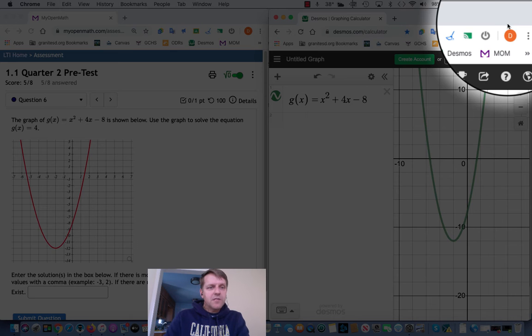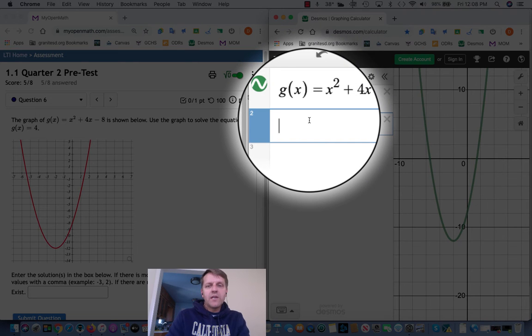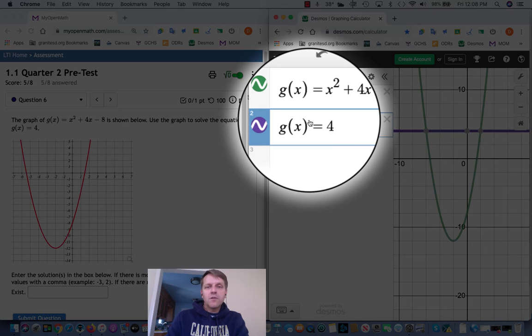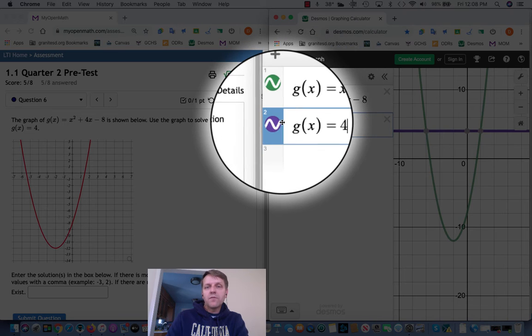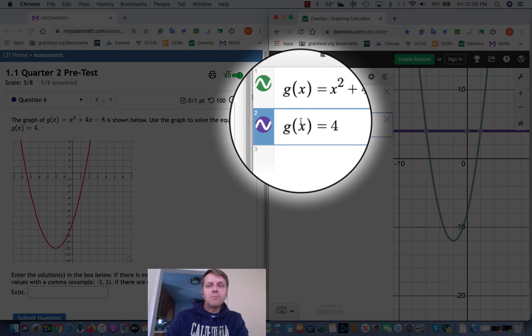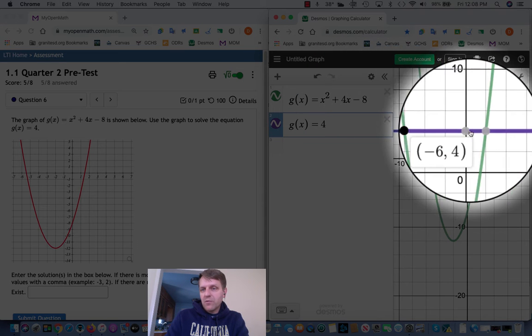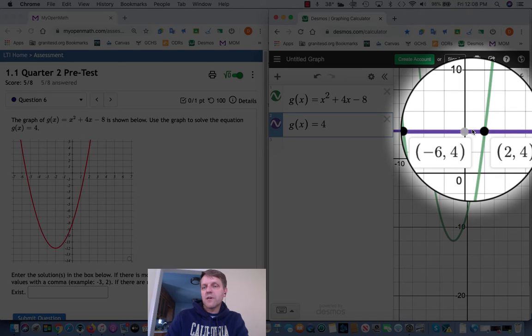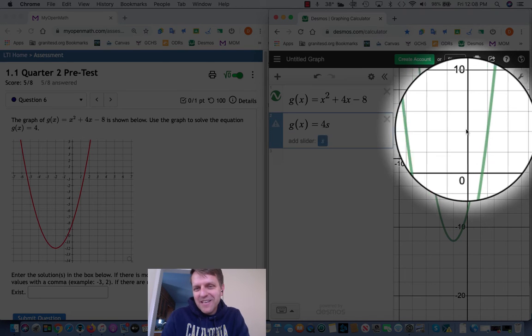So we see that those are the same. And then it says use the graph to solve the equation when is g of x equal to 4. Now, g of x is equal to 4. So that's what we're saying. So solve means when do these two meet? When are they the same? So they're the same right here and here, aren't they? Right, that's where the two cross, this flat line, g of x equals 4, and this parabolic curve, x squared plus 4x minus 8.